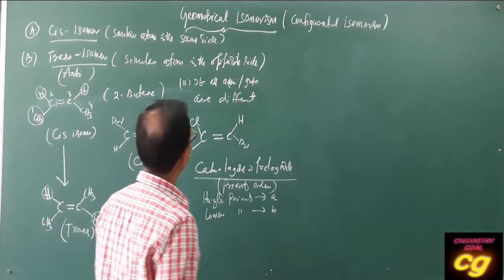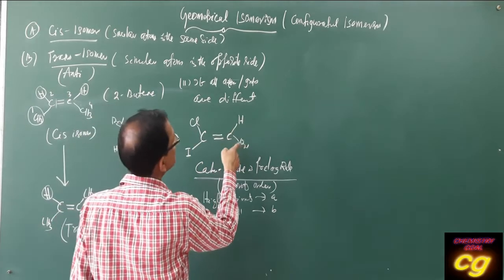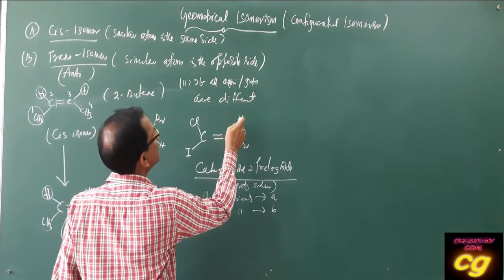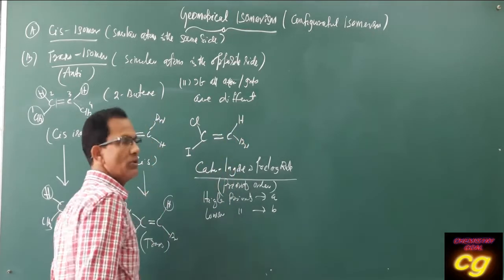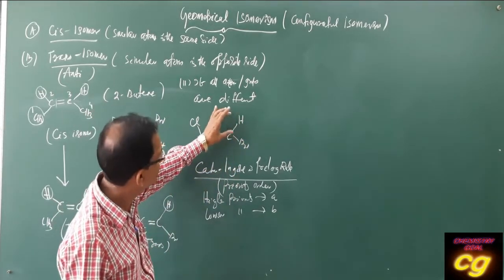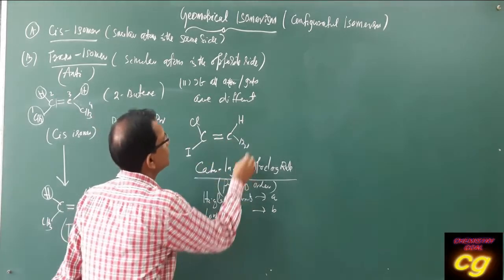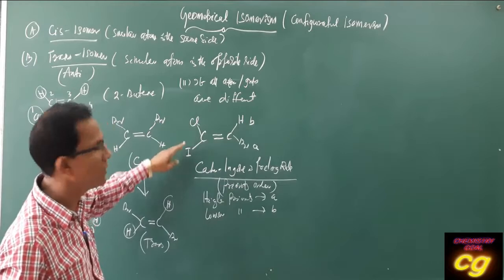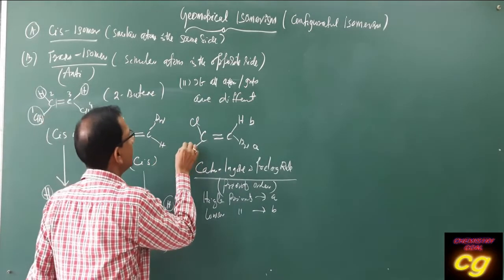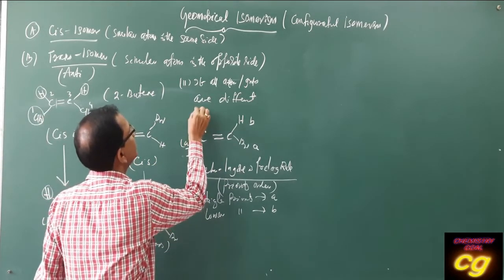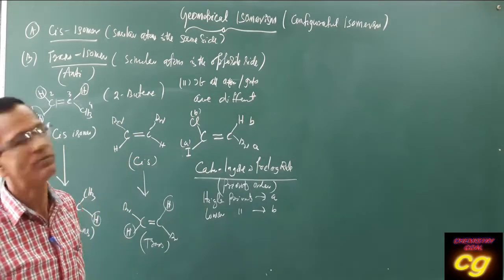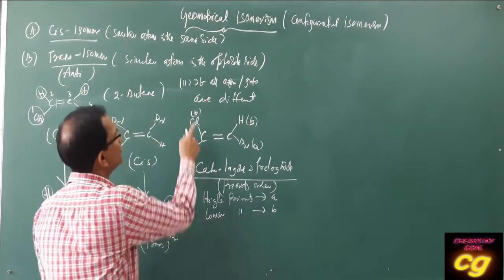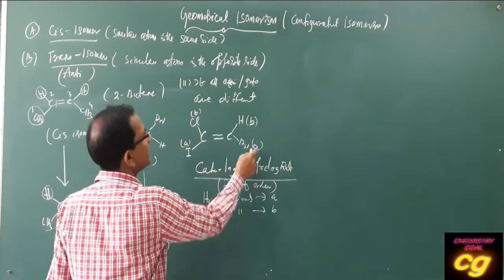For this case, between H and Br, the atomic number of H is 1, and the atomic number of Br is 80. As the atomic number of bromine is greater, it is A, and the smaller is B. Similarly, between chlorine and iodine, the greater is A, the smaller is B. So you see the arrangement: B and B on one side, and A and A on one side.